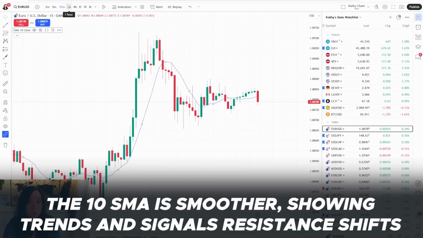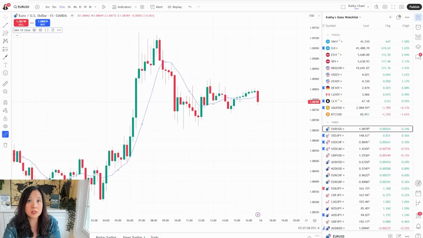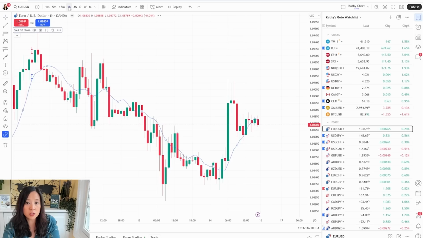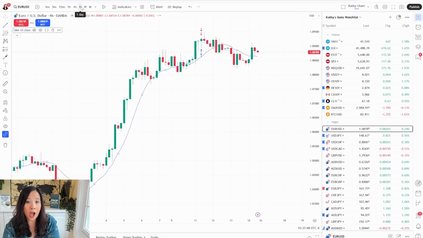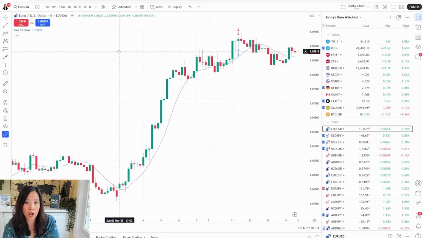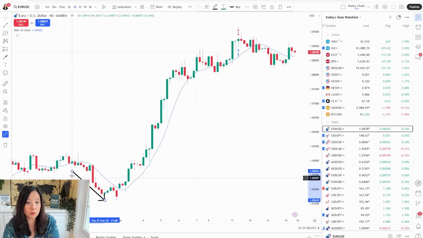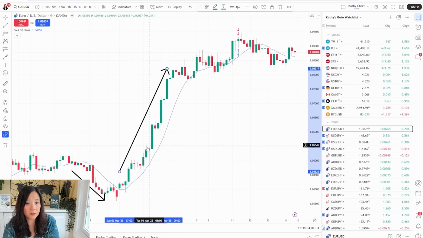And it is a smoother moving average, so it tends to react less quickly. But a break below it, for example, could mean that there is a more significant trend change. Now, I would use the 10 SMA on a slightly longer term chart like the 4-hour chart, because you can see on the 4-hour chart, when we are in a nice downtrend, the euro dollar remains below the 10 SMA. And when we have a trend shift, it remains above it, and every retrace is holding it as support.